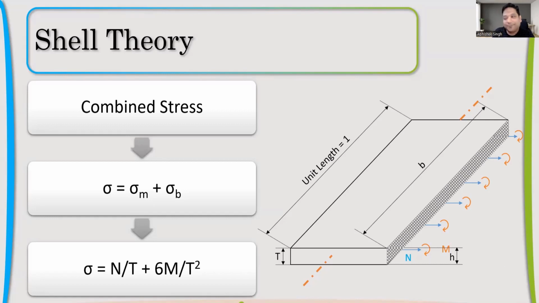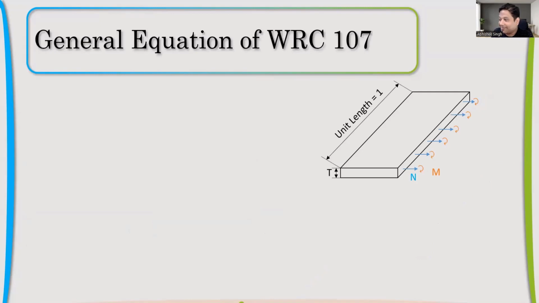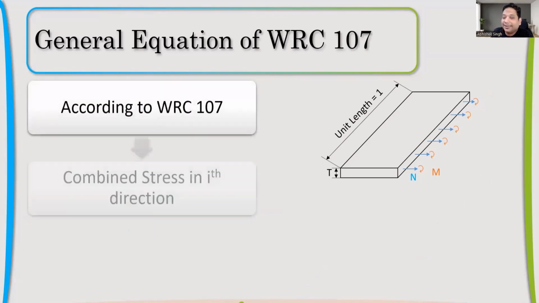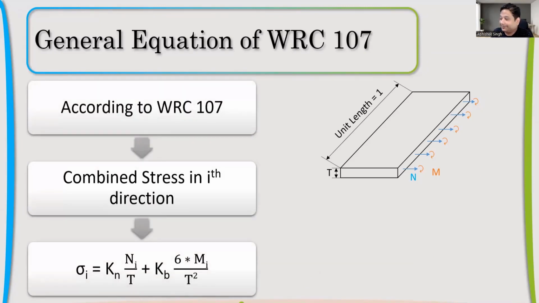Now, till now, we have not touched WRC 107. Now, we are coming to 107. So if you open 107, you will see this general equation: Sigma I is equal to Kn Ni by T plus Kb 6 Mi by T square. Are you able to relate what we did and what is the formula given in WRC?